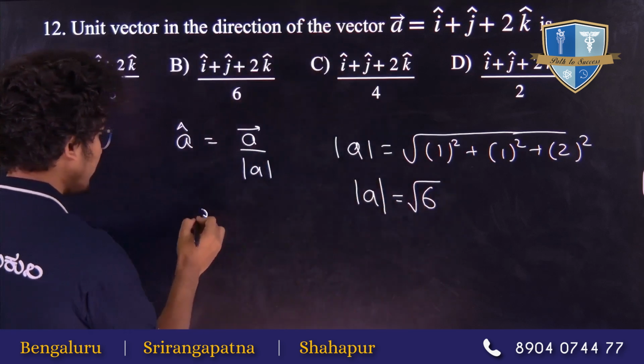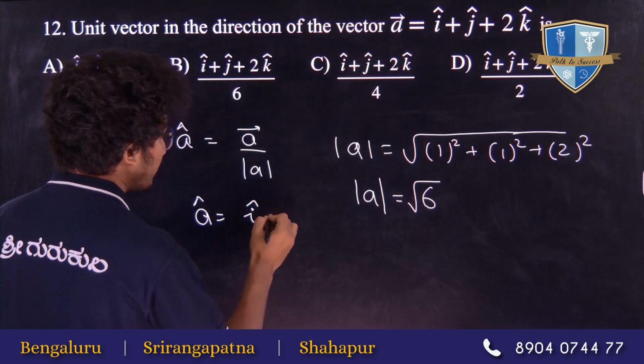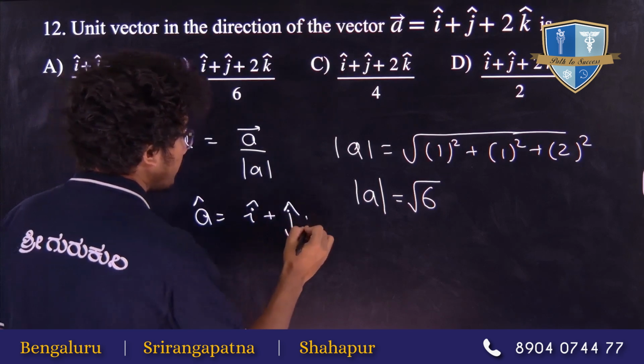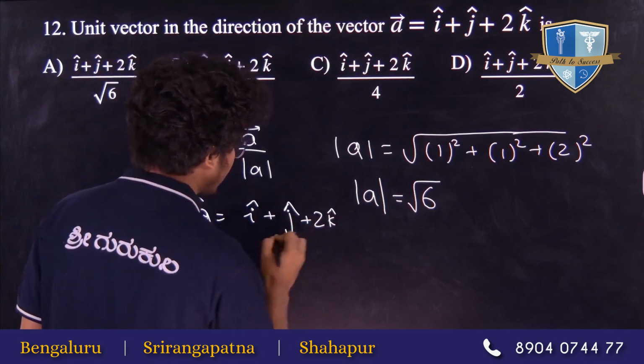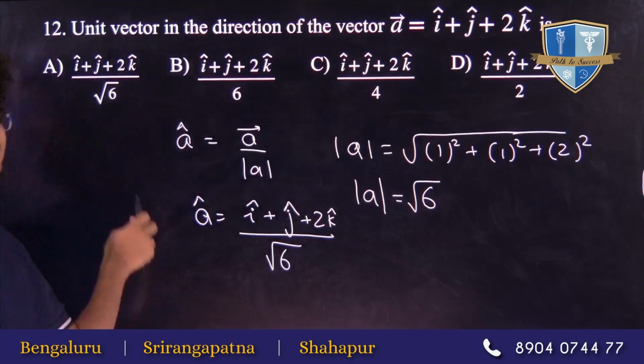So the A unit vector will be equal to the A vector, which is i cap plus j cap plus 2k cap, divided by the magnitude of A, which is root 6. So the correct option will be option A.